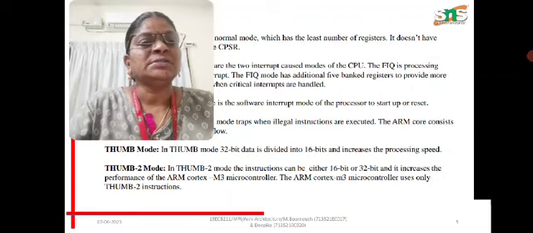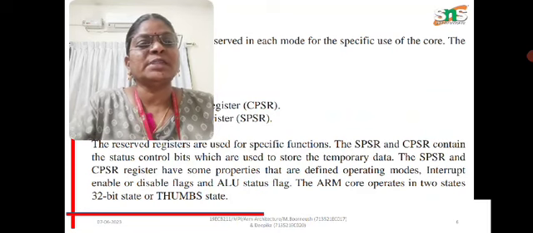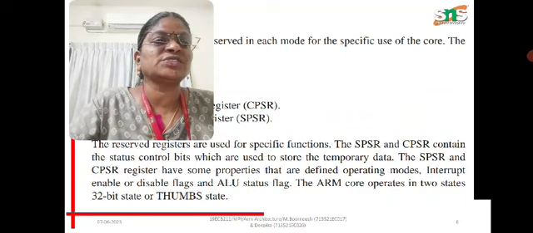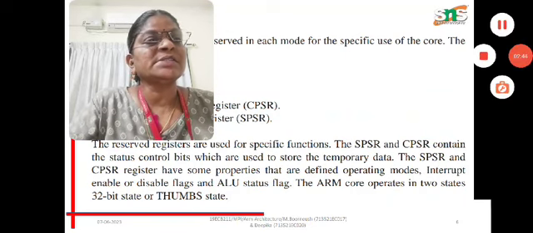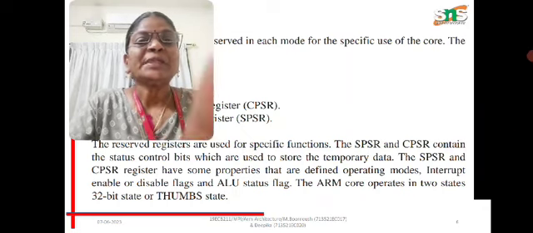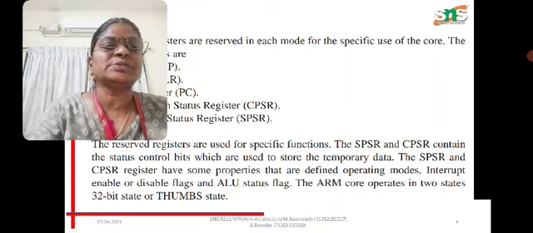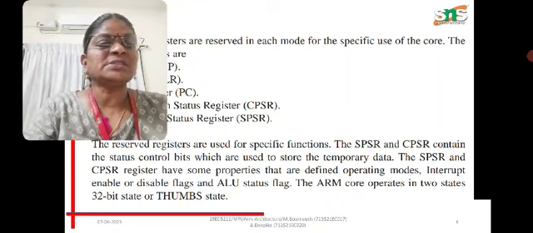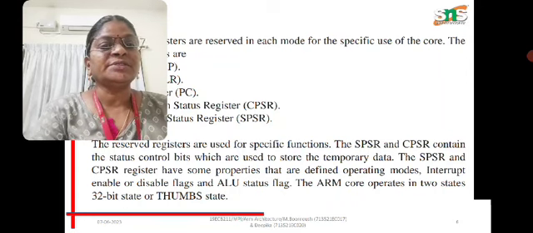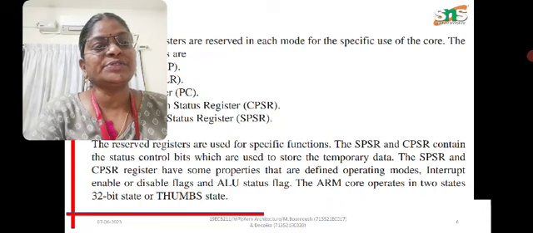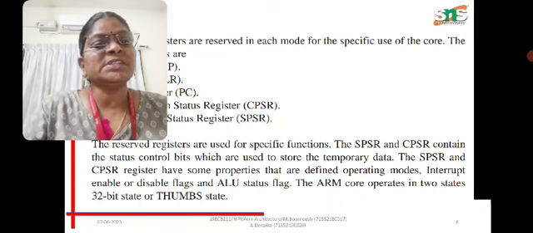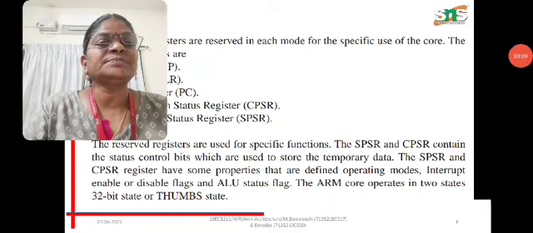Okay. These are all the types of modes. CPSR, SPSR and the reserved registers are used for specific functions. SPSR and CPSR contain the status control bits, which are used to store temporary data. The SPSR and CPSR registers have some properties that define operating modes, interrupt enable or disable flags, and ALU status flags. The ARM core operates in two states, that is the 32-bit state or the thumb state, right?